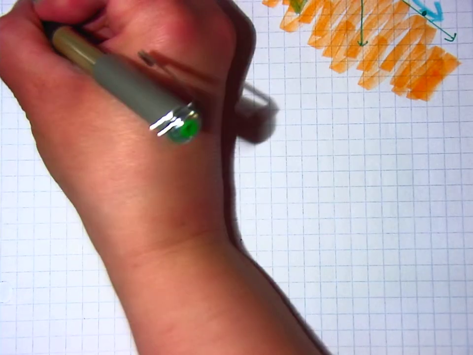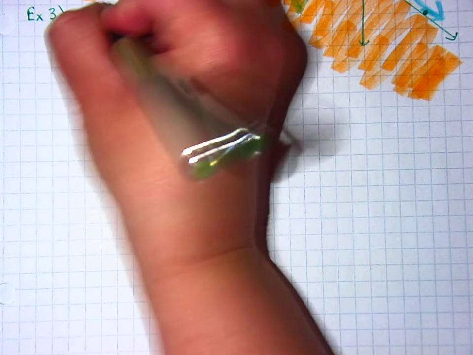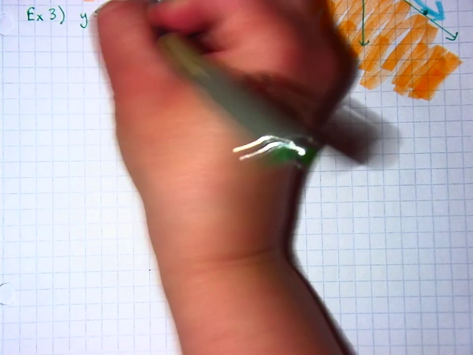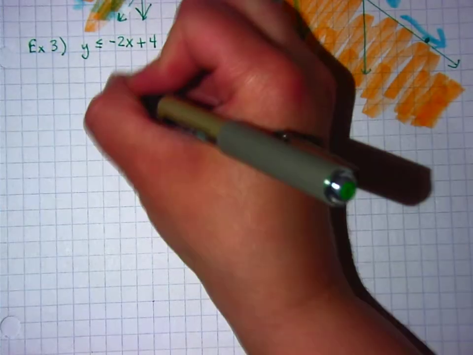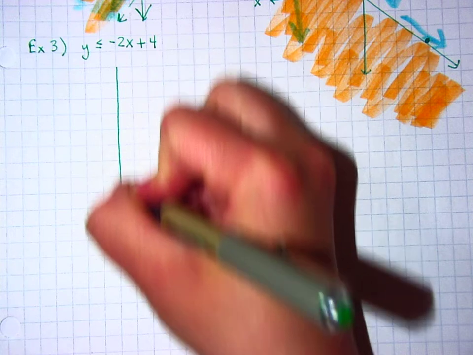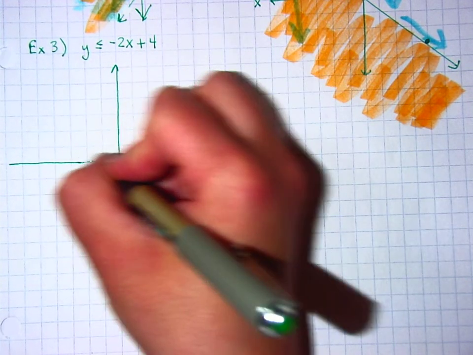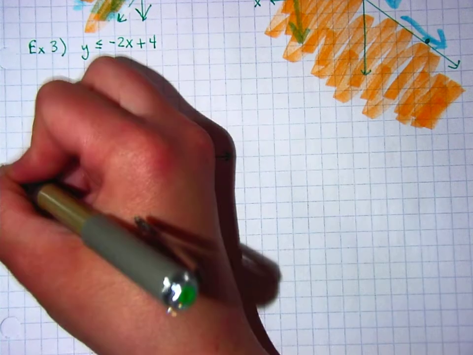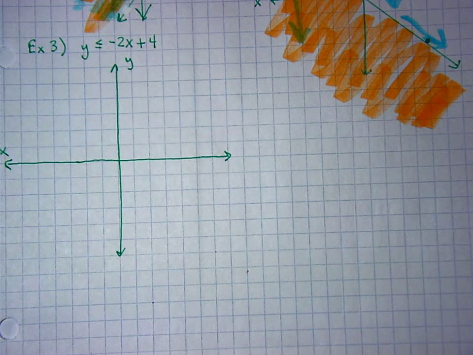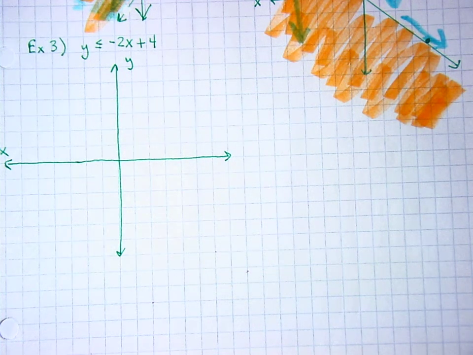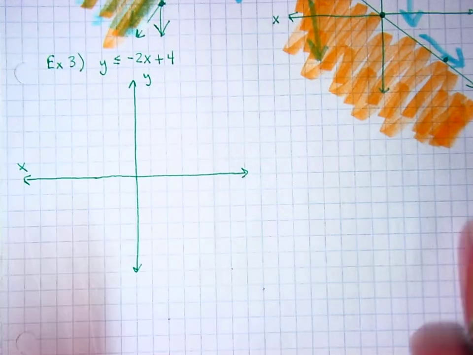This one is one that you can do on your own, hopefully, with the instruction I've just given you. So go ahead and stop the video and try it yourself. It is y is less than or equal to negative 2x plus 4. You should be trying these with me, so make sure you give it a shot. Pause. All right, I'm going to assume that you've paused and that you've tried it.